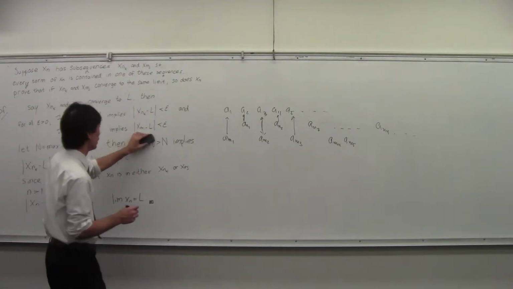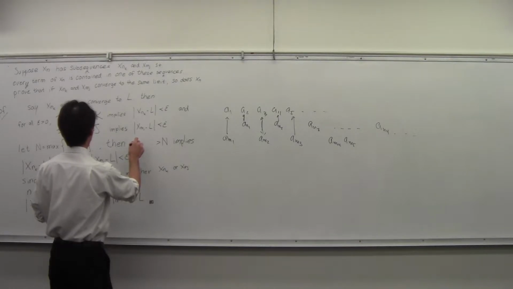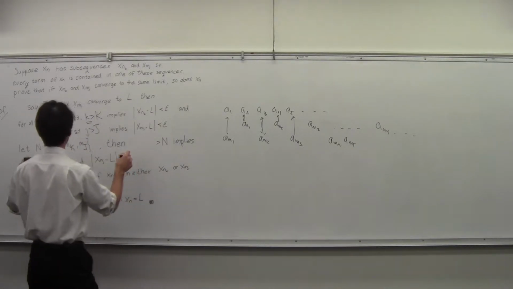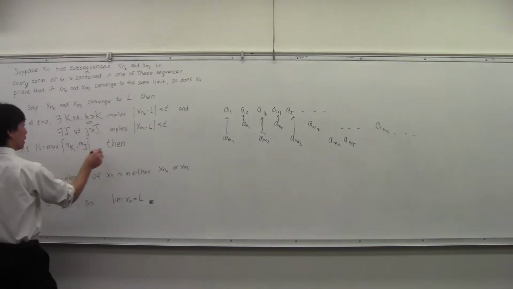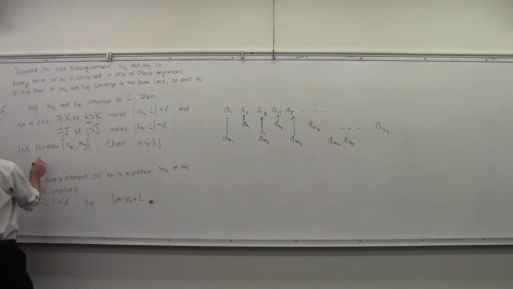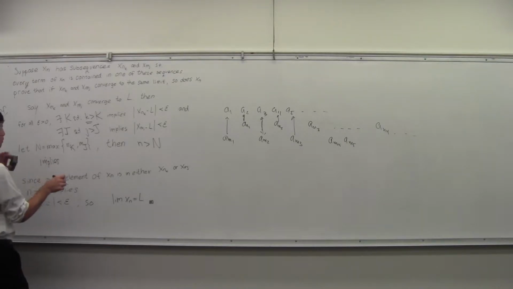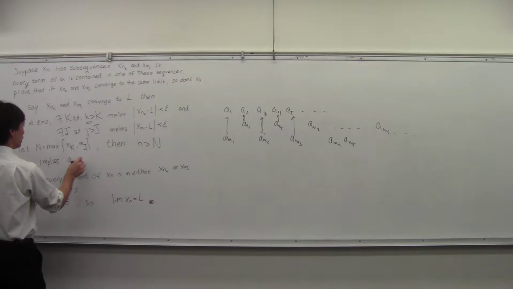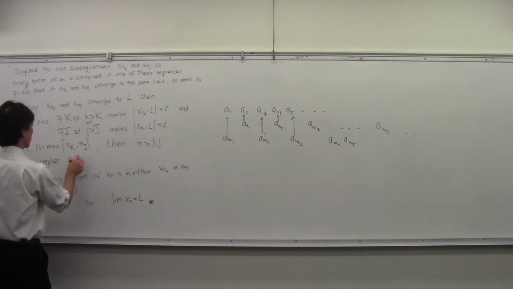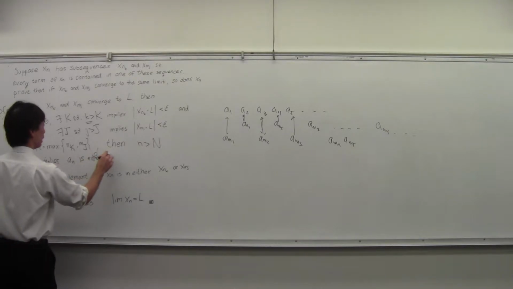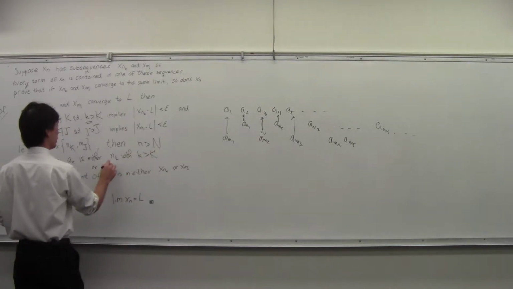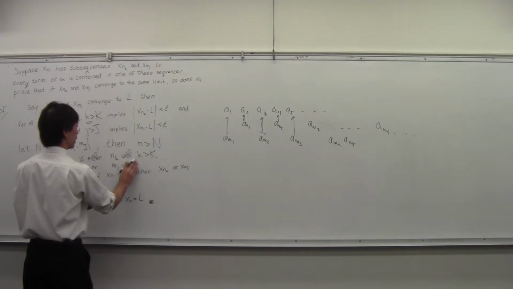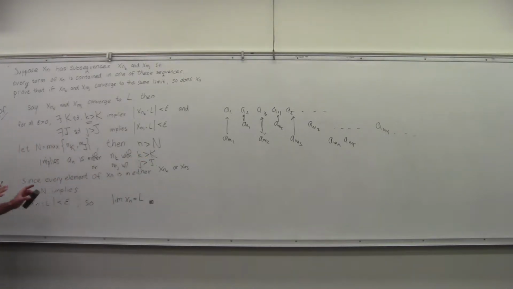Then if, and bigger than that implies that A sub n is either n sub k with k bigger than K, or m sub j with j bigger than J. Right? Can you explain that step?